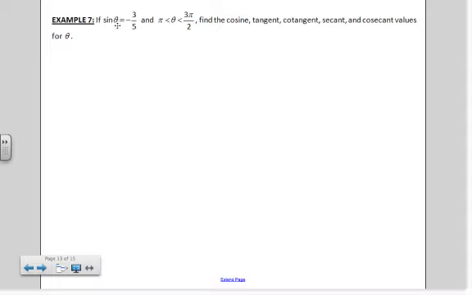If sine of an angle is negative 3/5 and pi is less than theta and less than 3 pi over 2, well, let's look at where that is. Theta is between pi and 3 pi over 2. This is pi, and this is 3 pi over 2, meaning our angle is actually in quadrant 3. And it's useful at this point to write that down, that we know we are in quadrant 3, and in quadrant 3 we have negative, negative.